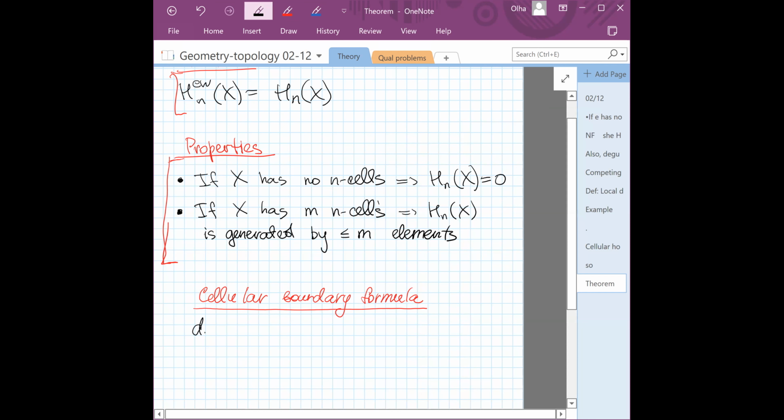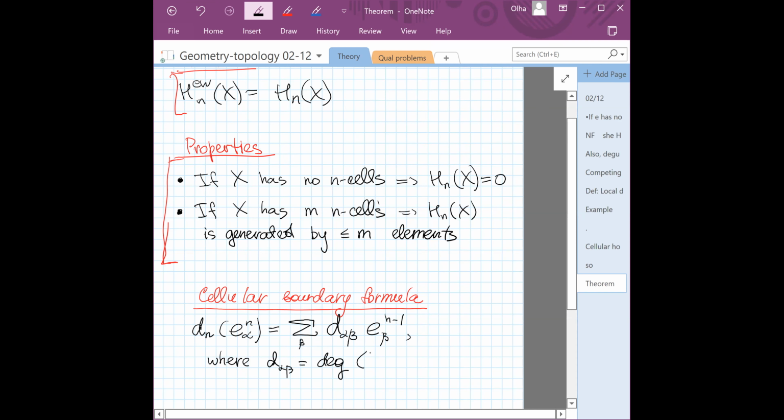So here's how to compute Tn of E alpha n, where this is SL. This formula says that it can be computed as a sum of D alpha beta times E beta. So this is an n minus 1 cell, and here's how we define D alpha beta, where D alpha beta is a degree of some function.